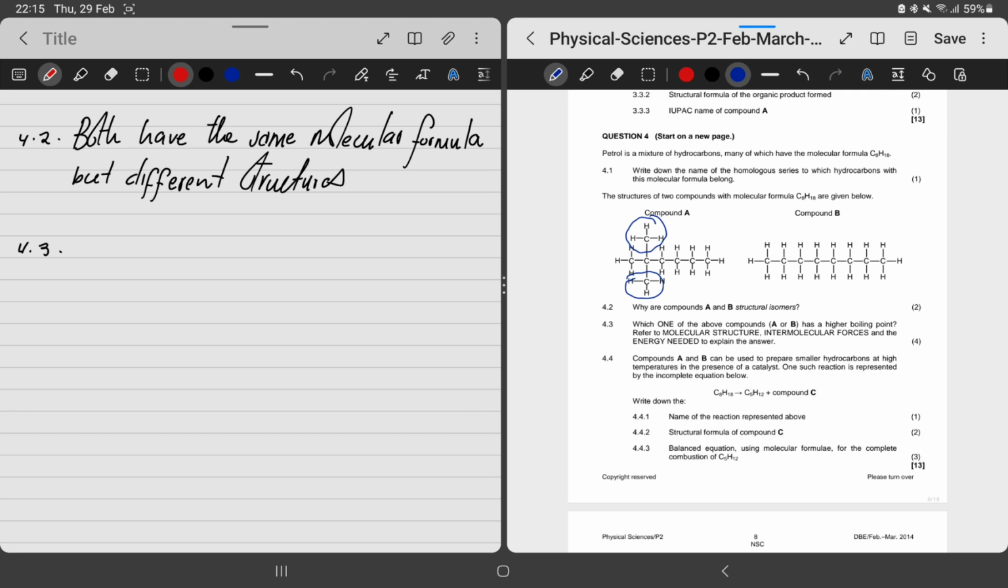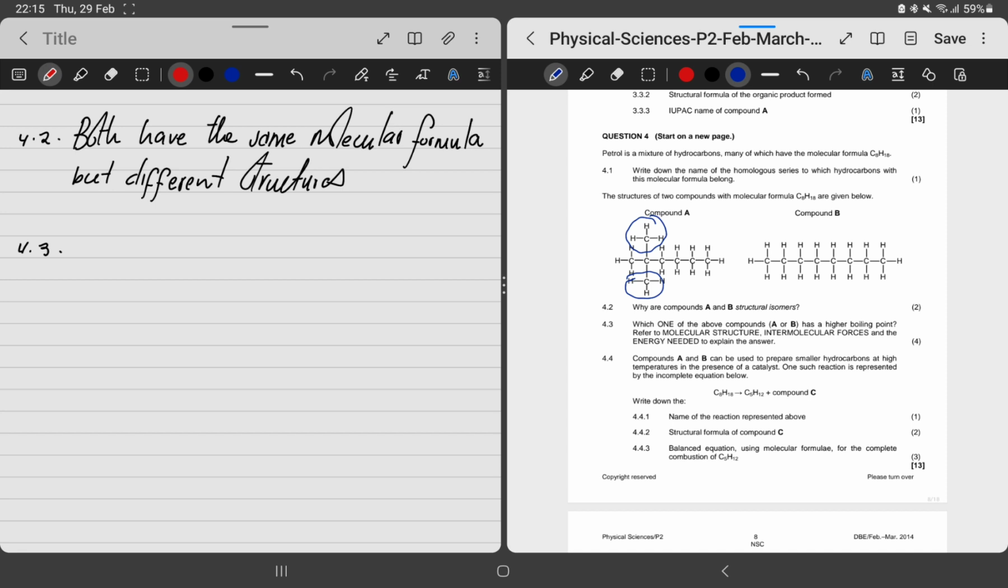Than compound A. What tends to happen is that the strength of the intermolecular forces increases with an increase in what? In the surface area. So it means that the intermolecular forces in B will be stronger than those that are in what? Are in A. And this is simply because of what? Because A is more branched, so it has a smaller surface area. And then B is more linear, so it has a larger surface area.